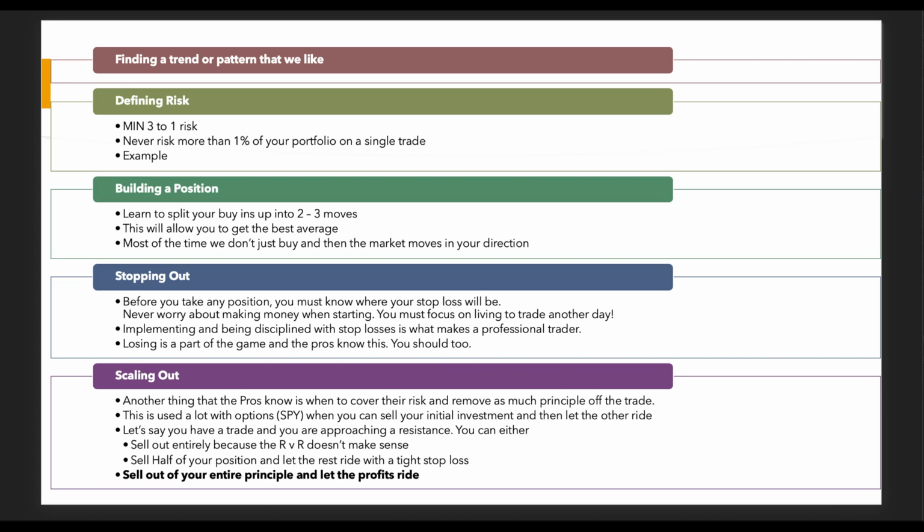I'm going to go over all this too. The second is defining your risk. So minimally, you want a 3-to-1 risk. So that means that if you're willing to lose 3%, you need to make sure that whatever trade you're taking is going to offer at least a 10% move.